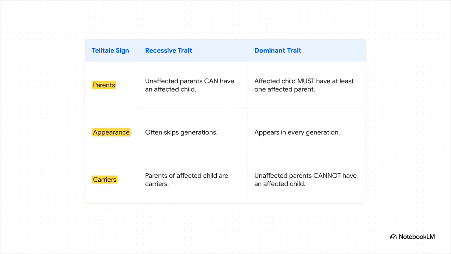For a recessive trait, the biggest giveaway, the smoking gun, is when it skips a generation. Two parents who don't have the trait have a kid who does. That tells you both parents must be carriers. But for a dominant trait, it's the total opposite. It doesn't skip generations, and you can't get an affected child from two unaffected parents. These are the golden rules for your detective kit.